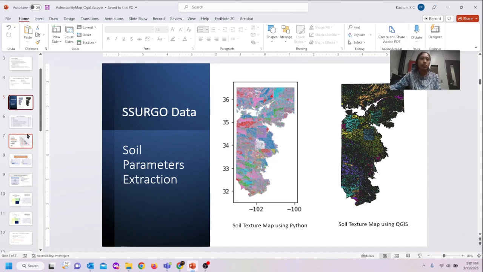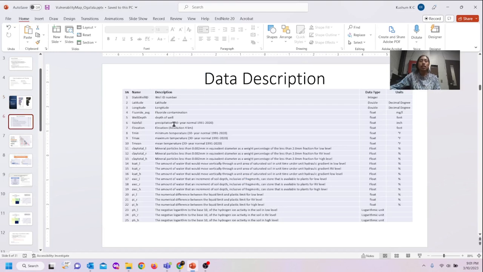So these are the variables that we considered in the beginning. Tmin, Tmax, and Tmean are the minimum, maximum, and mean temperature. Ksat is the conductivity of soil, low and high. AWC is the available water content, and PI is the plasticity index.